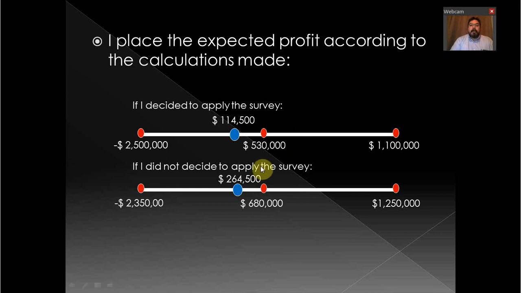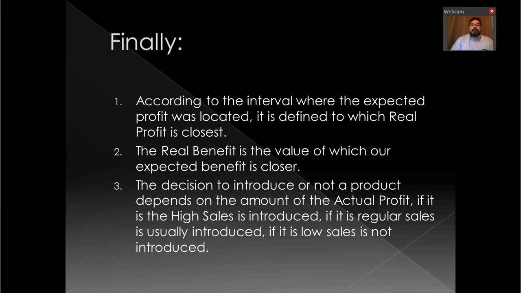If we apply the survey, we are going to have a benefit of 530,000 pesos. And if we do not apply the survey, we are going to have a benefit of 680,000 pesos. Finally, these are the decisions that we need to make. And that's the solution when we apply decision trees and the Bayes theorem for this type of probabilities.